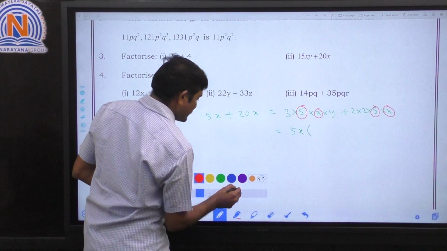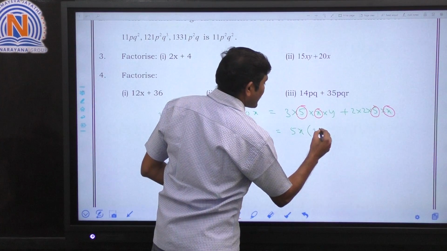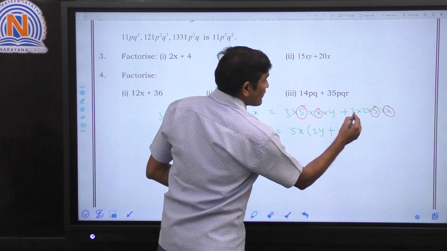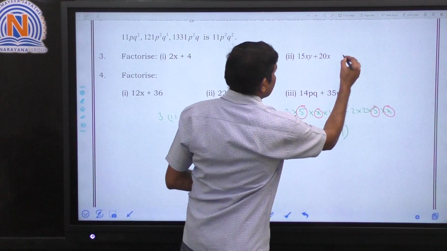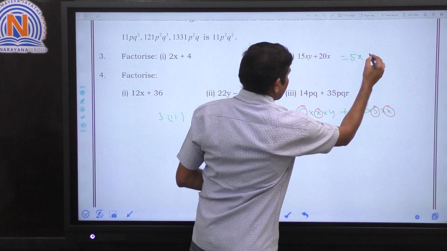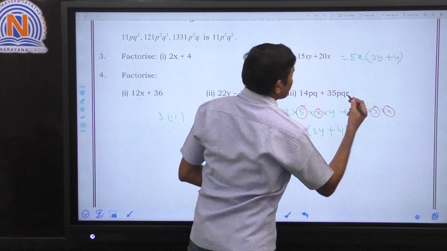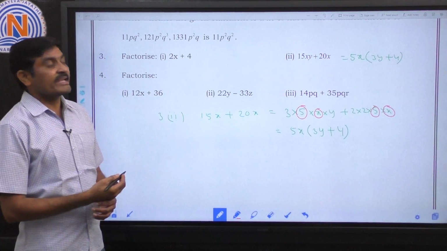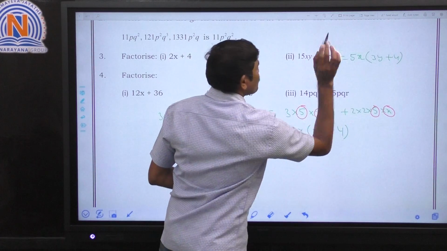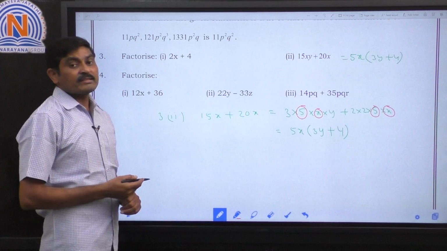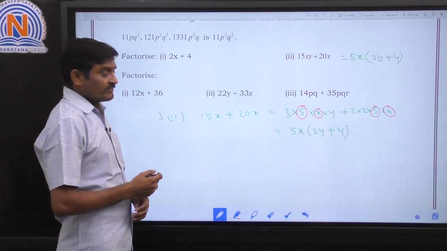Now you can write 5x as common, you can take, 3y is left, plus 2 2s are 4. So this one you can write 5x into 3y plus 4. So then what are the factors of 15xy plus 20x? 5 is one factor, x is one factor, and 3y plus 4 is one factor. So this is the factorization of 15xy plus 20x. Okay.